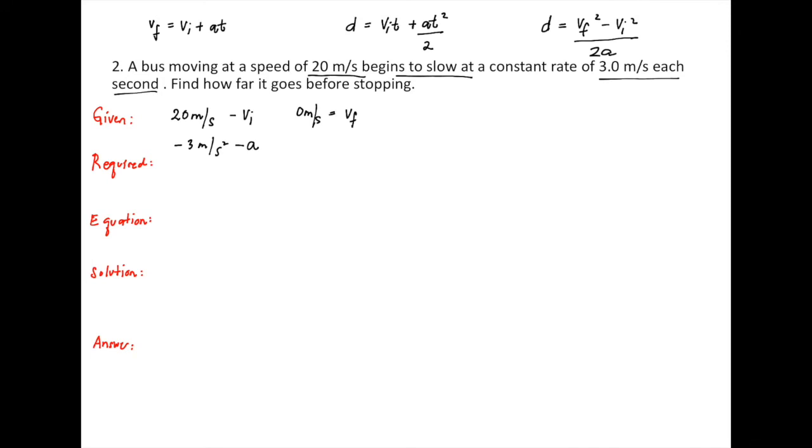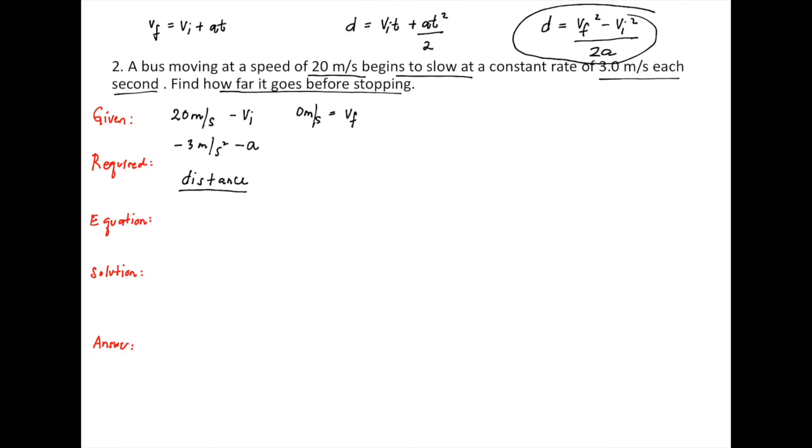So what is the required here? The required here is the stopping distance. How far it goes before stopping. So that is the required. Now, we could try to evaluate our three kinematic equations, which one will be the best equation that we're going to use. So we must have the initial velocity, the final velocity, the distance variable, and then the acceleration variable. So the third equation is the best equation to use.